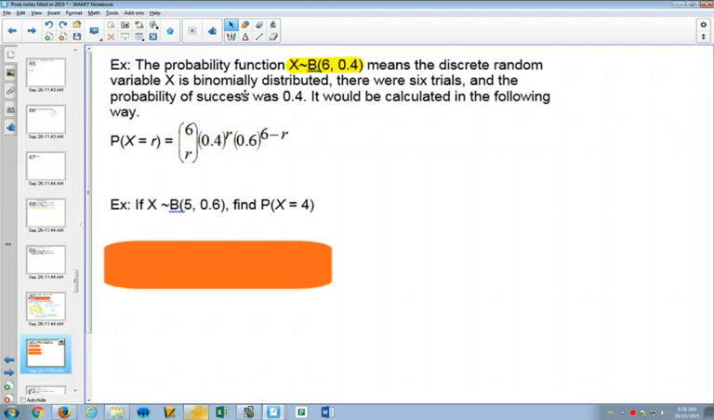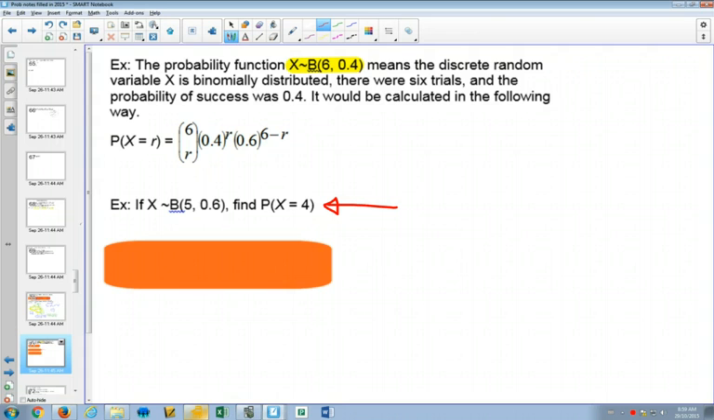And if you wanted to find a specific one, so here's our example. If they tell us that it's a binomial distribution with 5 trials and the probability of success is 60%, what are your chances of getting exactly 4 right when you do that experiment? So this is the hard part, understanding what the heck are they asking us, right?